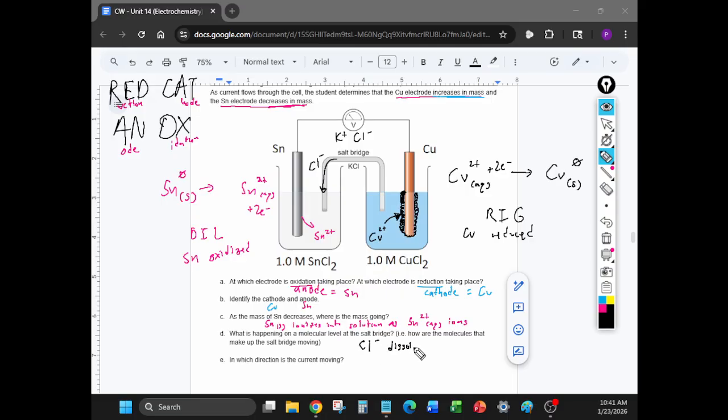dissolves into the anode, and the Sn is the anode. And then the opposite is true on the other end. If this copper is turning into solid, you are losing cation in the solution, so it's losing its positive energy. So to keep it balanced, the K plus is going to dissolve into it. And then you would write something along the lines of K plus dissolves into the cathode.